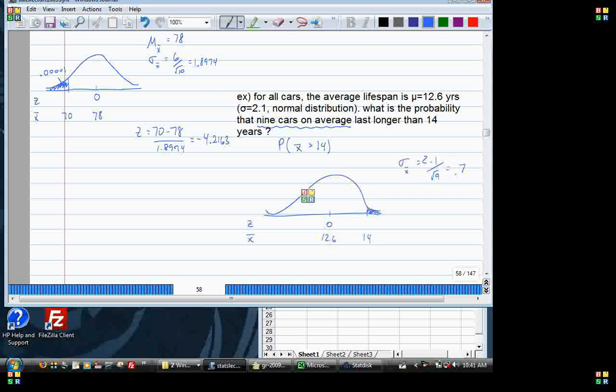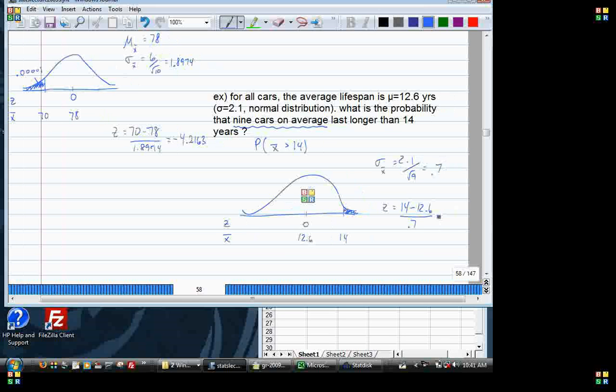Okay. So what's the next thing we should figure out? Z-score. This one, let's go through all the steps. So here, Z equals what? 14 minus 12.6 divided by 0.7, exactly. And that works out to what? 2. So we figured out our z-score is 2, and now what do we do?